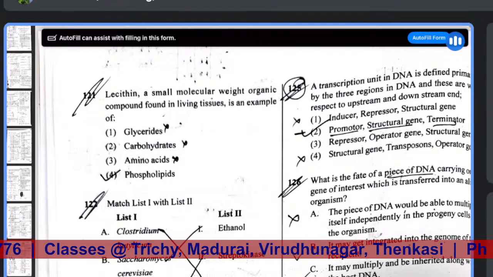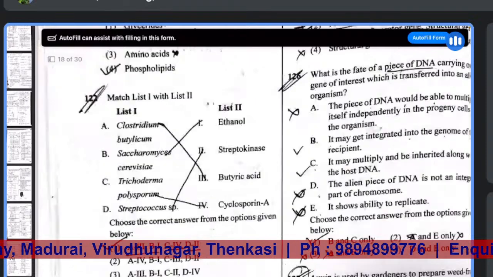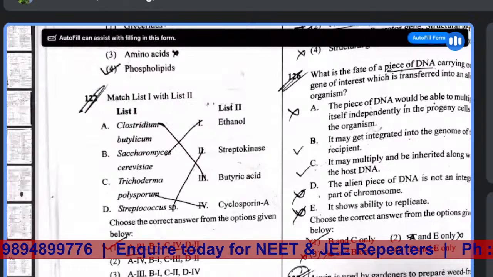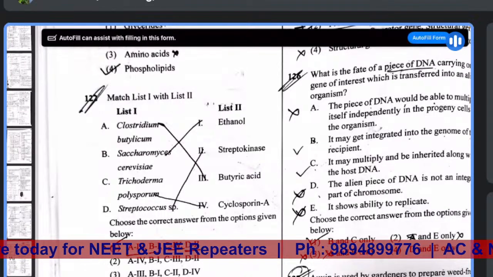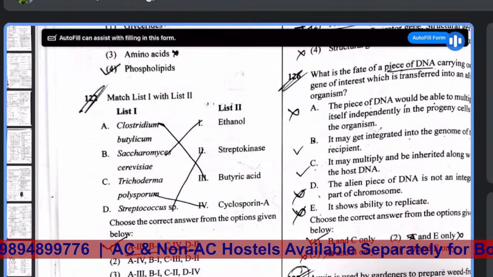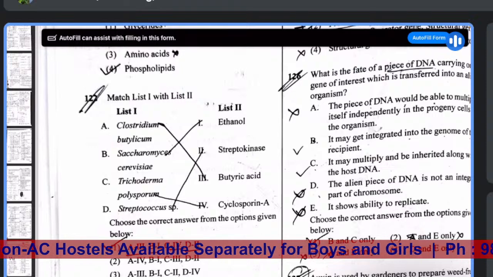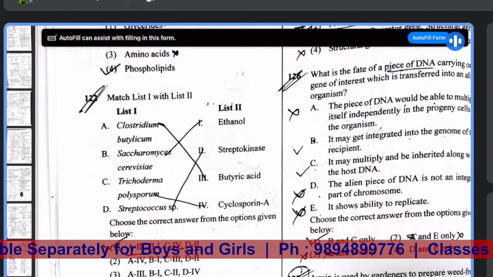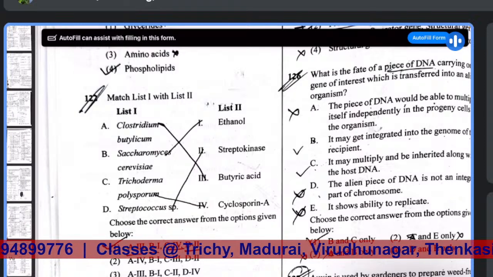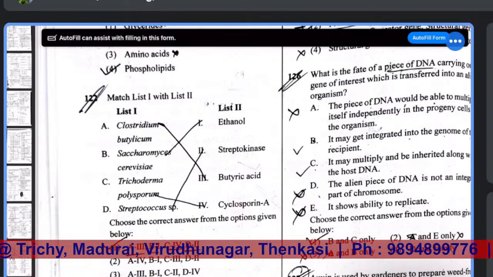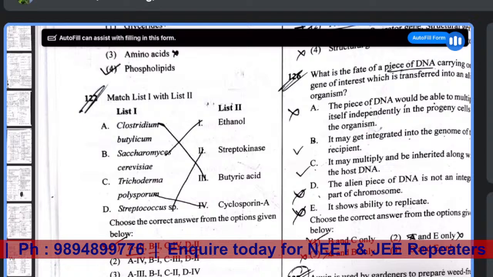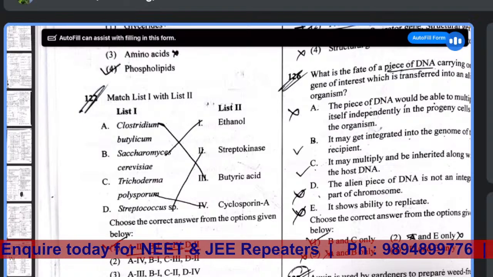Then question number 122, which is from your microbes in human welfare chapter. You have to just connect the organism with the product. Clostridium butylicum gives the product butyric acid. Saccharomyces cerevisiae, commonly called yeast, is used for alcohol production, so ethanol. Trichoderma polysporum gives cyclosporin A, which is used as an immunosuppressant for organ transplantation. The last one, Streptococcus species, produces the enzyme streptokinase that is commonly used in myocardial infarction as a clot buster enzyme. So the right answer is option number 1 for question number 122.